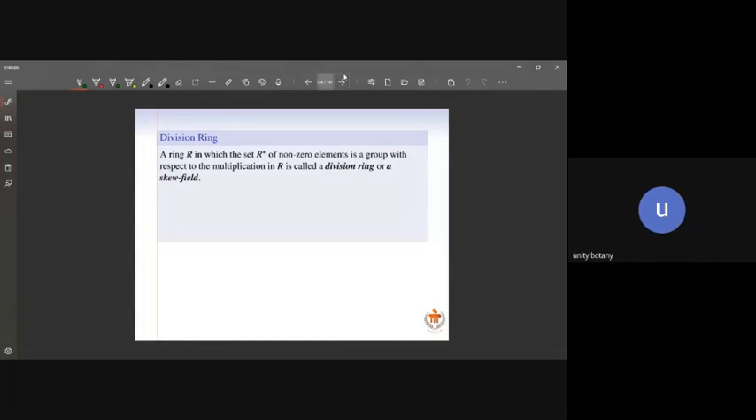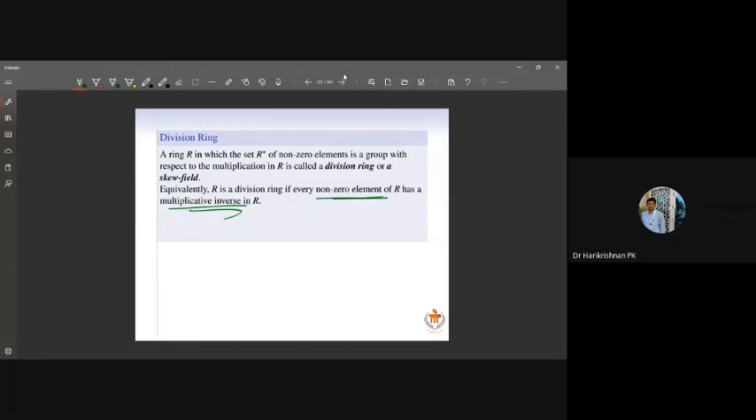Okay. Next we can see what we mean by a division ring. You take a ring R in which R star is the set of all non-zero elements. If R star is a group with respect to multiplication, then such rings are called division rings, or skew fields. In other words, R is a division ring if every non-zero element of R has a multiplicative inverse.